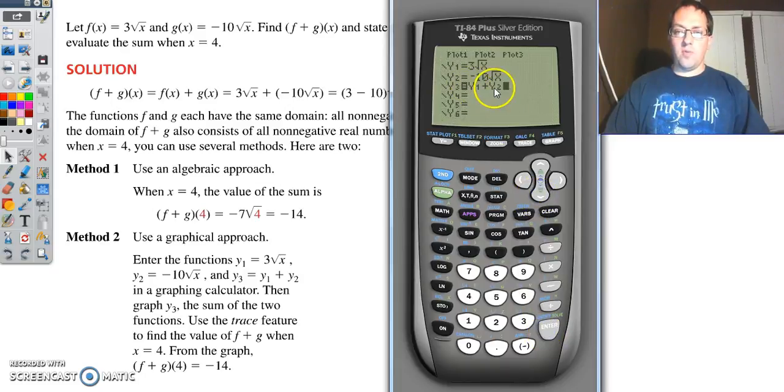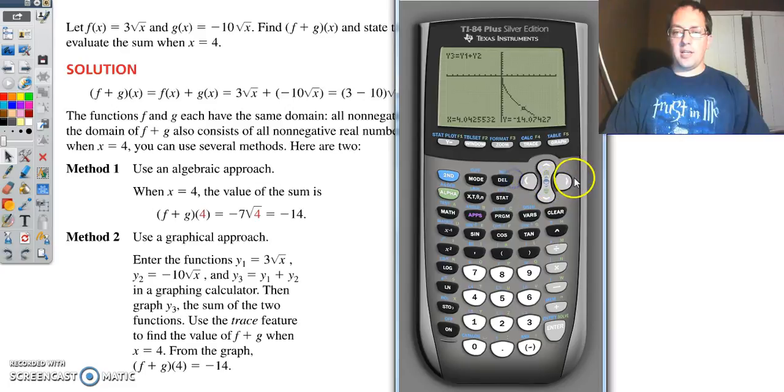So now I have y1 plus y2, and we can graph it, which, there it is. All right. Now, the book says to use the trace function, and in some calculators maybe you can. I'm not a big fan of it, because if you'll notice on the trace function, I can't exactly get to x equals 4, right? I can get close, but not exactly.